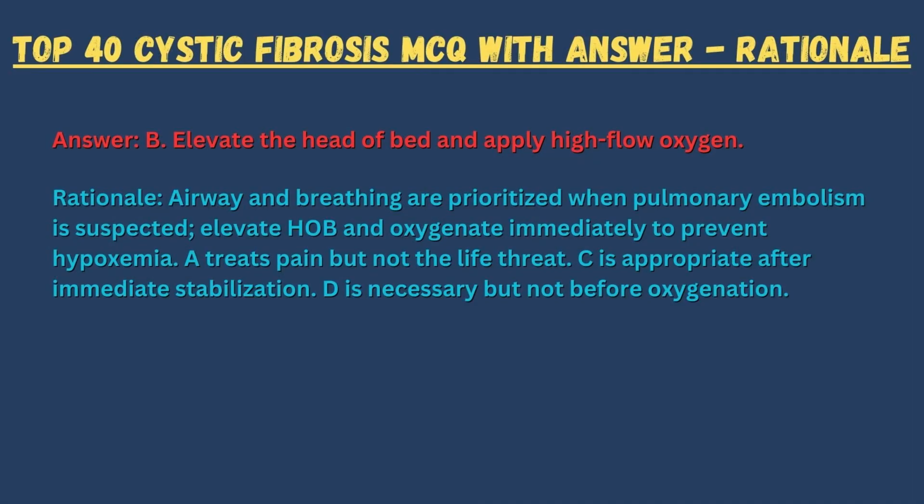Answer. B. Elevate the head of bed and apply high-flow oxygen. Rationale. Airway and breathing are prioritized when pulmonary embolism is suspected. Elevate HOB and oxygenate immediately to prevent hypoxemia. A treats pain but not the life threat. C is appropriate after immediate stabilization. D is necessary but not before oxygenation.